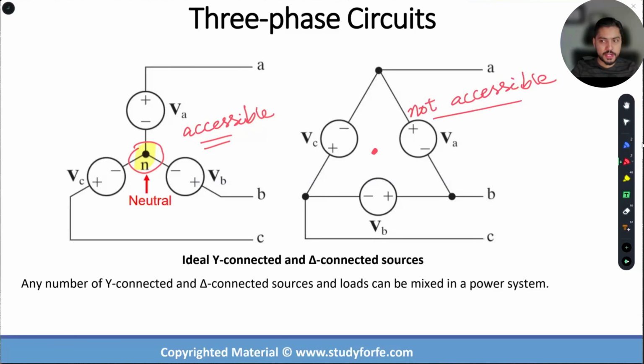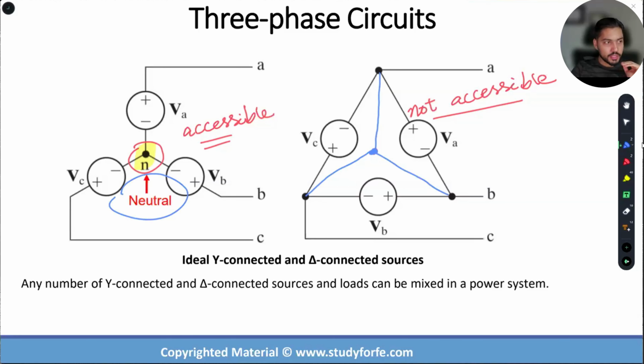Okay. This is an imaginary point with respect to which all the phases in terms of the magnitude are going to be constant. That's the purpose of this neutral as well. It serves as a reference. It serves as a common point.